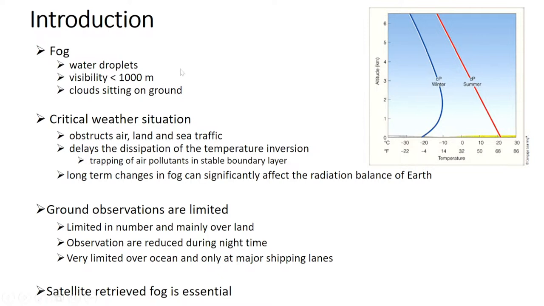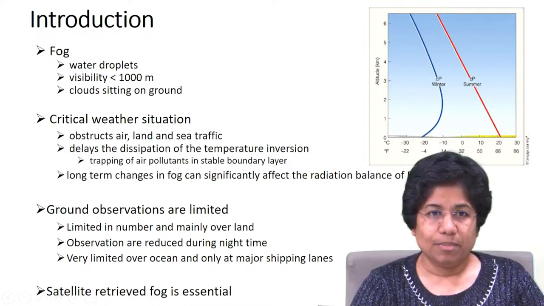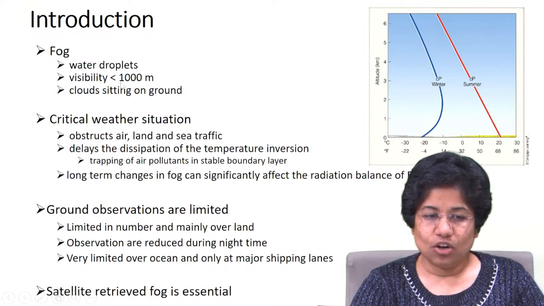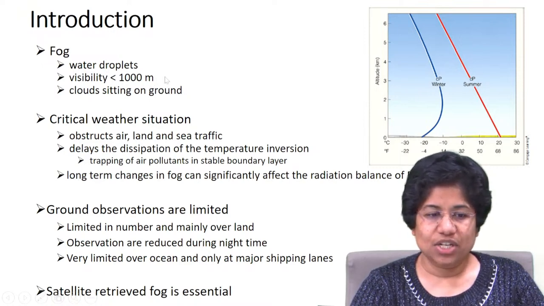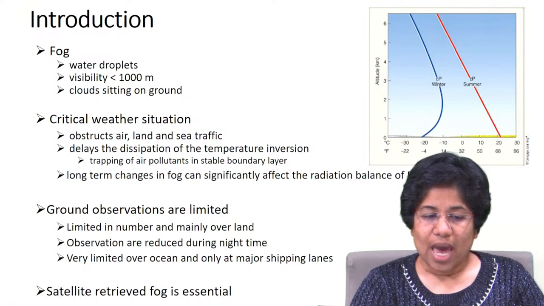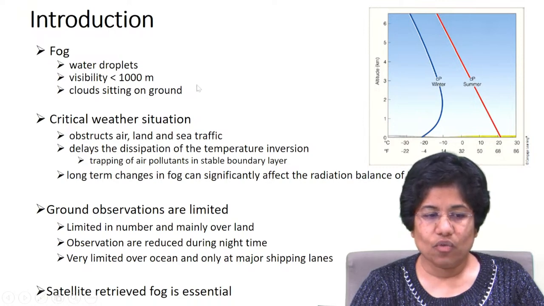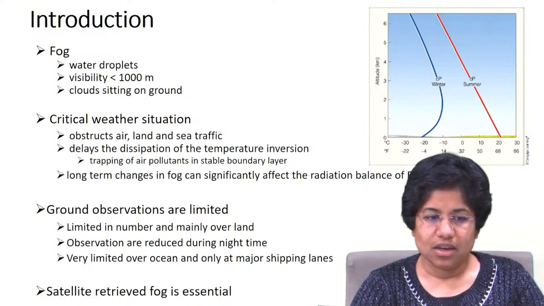That is, when you look in the horizontal direction, you are not able to see so far because of the suspended water droplets. As per the accepted definition, when the visibility is less than 1 kilometer, that condition is called fog. As fog's appearance is very similar to clouds, fog is also defined as clouds sitting on the ground.